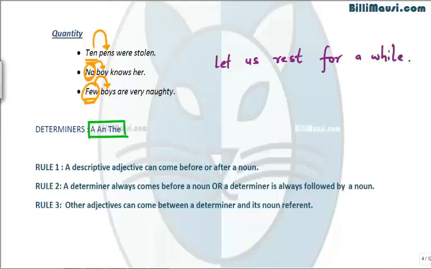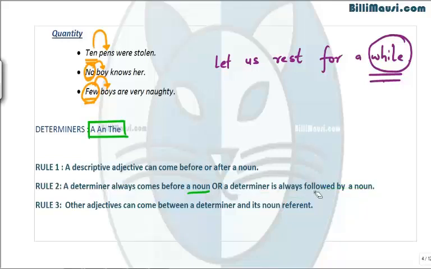Let us rest for a while. In this sentence, can you tell me which part of speech "while" belongs to? I have just told you the rules. You can simply apply the rules and get the answer. A determiner always comes before a noun, or a determiner is always followed by a noun. So here you can see that "a" is the determiner, so it must come before a noun. So "while" is nothing but a noun here.